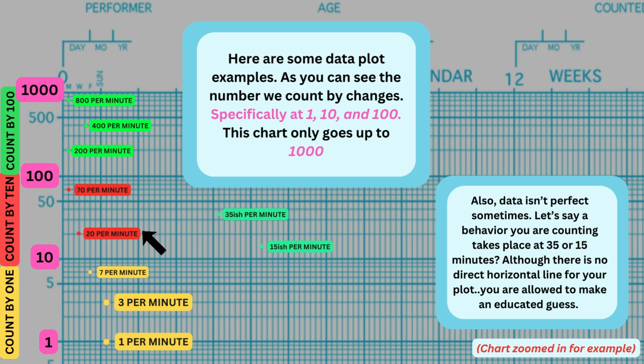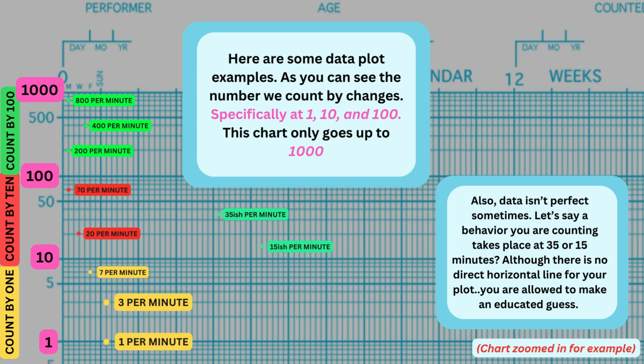10, 20, 30, 40, 50, 60, 70, 80, 90, 100. Now we're counting by 100s in this section: 200, 300, 400, 500, 600. You get the gist. Each time we see one of these big numbers on the left, we're changing how much we count by.